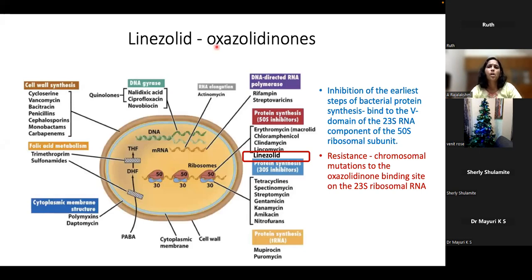Linezolid belongs to the group called oxazolidinones, and it acts by inhibiting the 50S ribosome. The inhibition acts at the early steps as compared to other drugs, and it binds to the V domain of the 23S rRNA component of the 50S ribosomal unit. By this mechanism, it causes inhibition of protein synthesis. So again, it results in inhibition of protein synthesis, and that is the mechanism of action. Resistance is by chromosomal mutation that prevents the antibiotic from binding to the binding site, and that is how resistance develops.